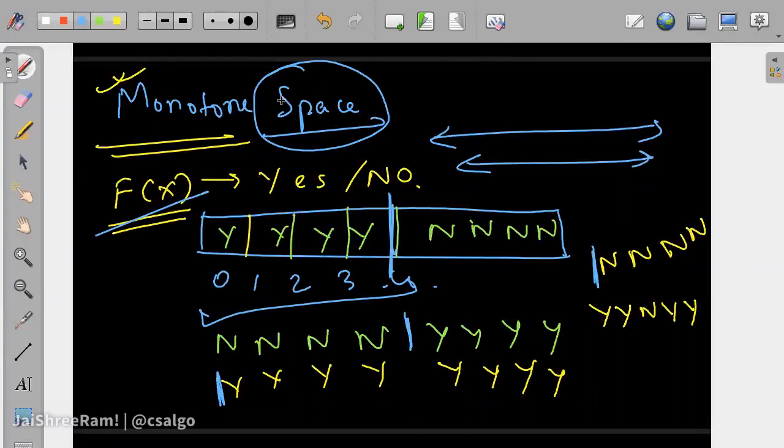Now, don't worry if you're not 100% clear about what this f of x is, how we are doing this. We will understand all of these through examples. But just understand this, that after some f of x transformation on the indexes or the values that you're searching on, it should convert it into a bunch of yes and a bunch of no, or a bunch of no's and a bunch of yes, such that there is a rigid partition between these two spaces. That's all that is needed for binary search to be applicable in a particular problem.